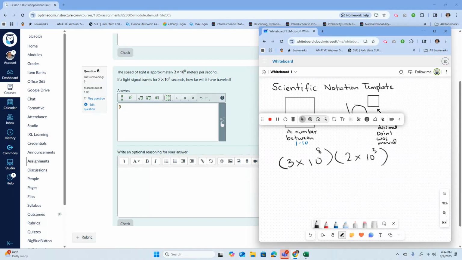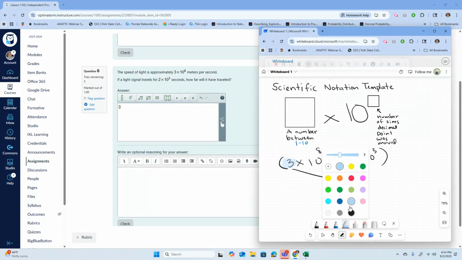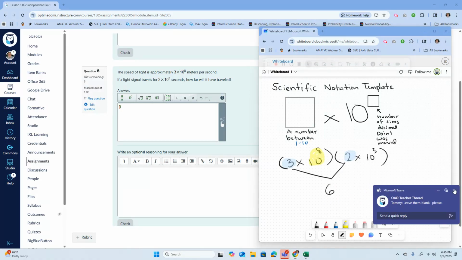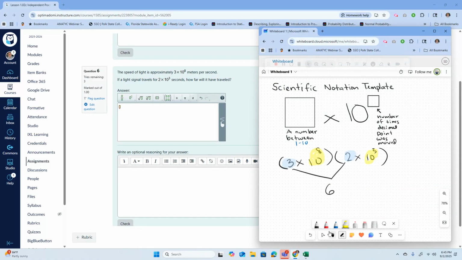And again, how do we multiply this? We multiply the coefficients with the coefficient. So the ones that I highlighted in blue are called the coefficient. 3 times 2 is 6. And I'm multiplying the powers of 10 by the powers of 10, the ones that I'm highlighting in yellow. Okay? So I'm going to multiply those.